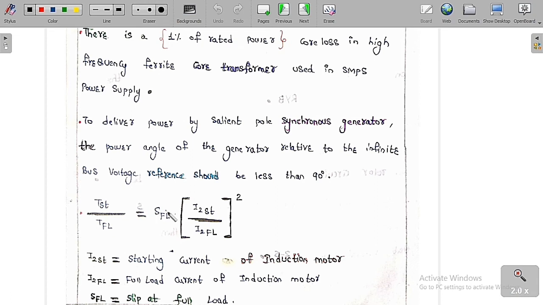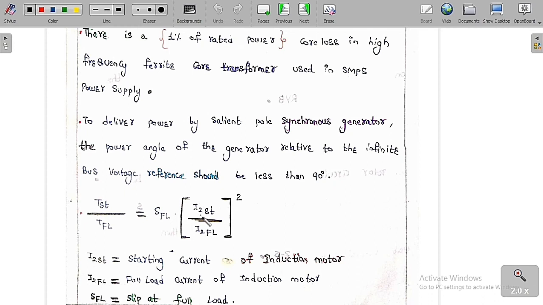For starting torque, the slip at starting is equal to 1. And for full load torque, you have to use the full load slip. Therefore, TST by TFL is equal to the starting current by full load current whole square into full load slip by starting slip. Starting slip is equal to 1, so you get the full load slip. Simply, the ratio of starting torque to full load torque is equal to the full load slip into the starting current by full load current whole square.